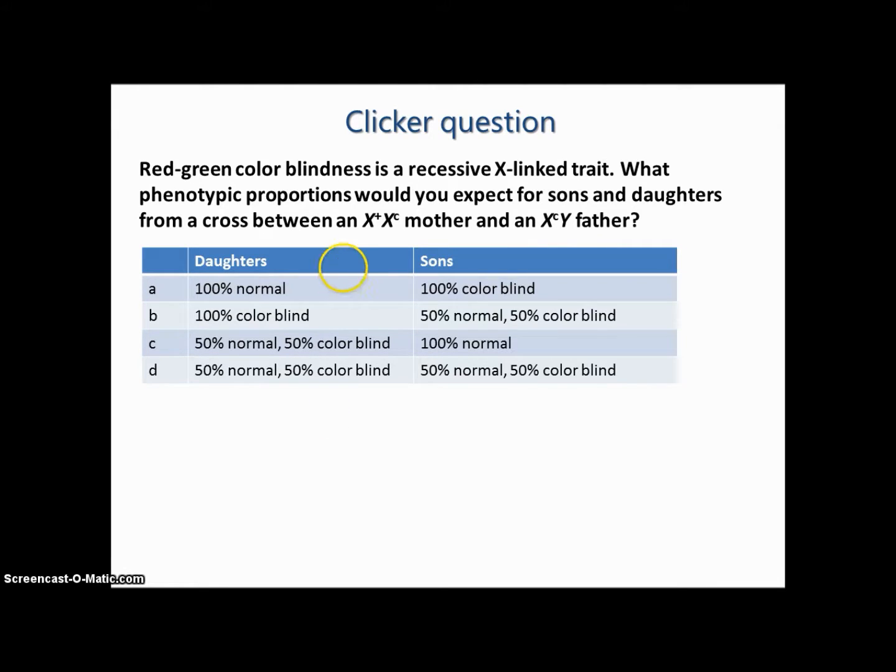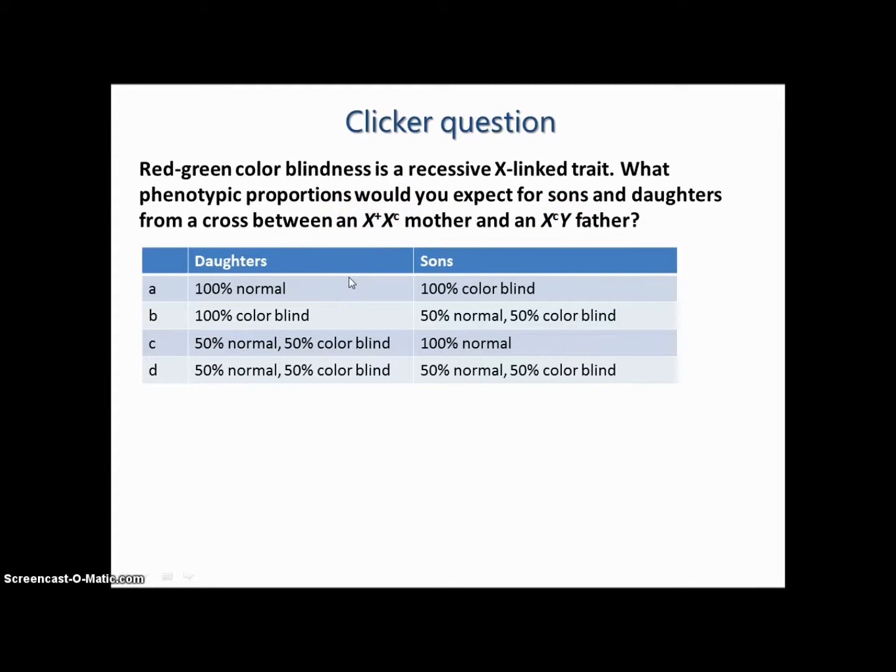Okay, so the mother's heterozygous, the father's colorblind, and the mother donates one X to each child. Half of her daughters are going to be colorblind, half of her daughters are going to be not colorblind, and half of her sons are going to be colorblind, and half of her sons will be normal.